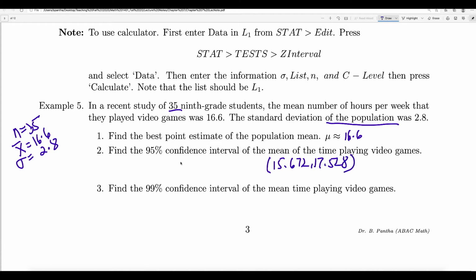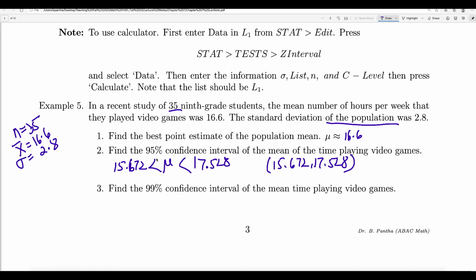17.528. So again, the same thing can be written as 15.672 is less than the population mean is less than 17.528. What does that mean? This means we are 95% confident that the population mean falls between 15.672 and 17.528.